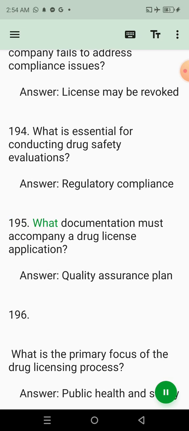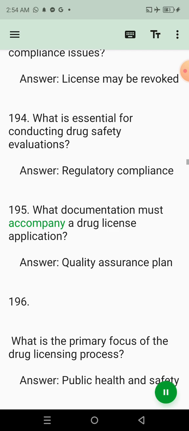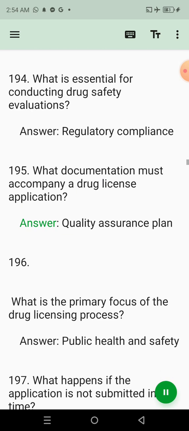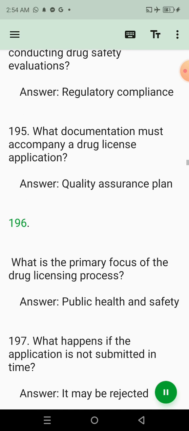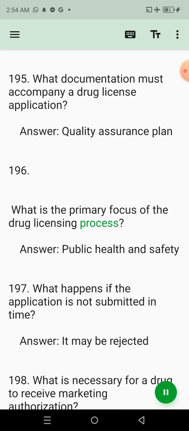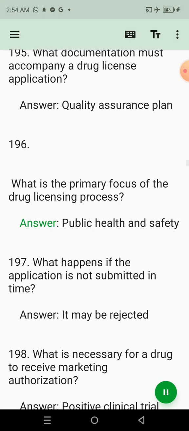195. What documentation must accompany a drug license application? Answer: quality assurance plan. 196. What is the primary focus of the drug licensing process? Answer: public health and safety.